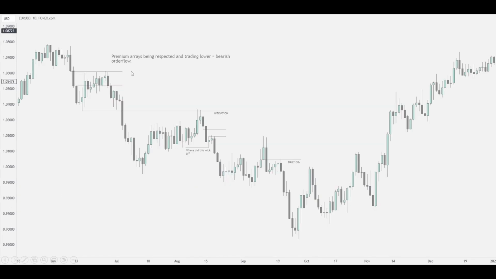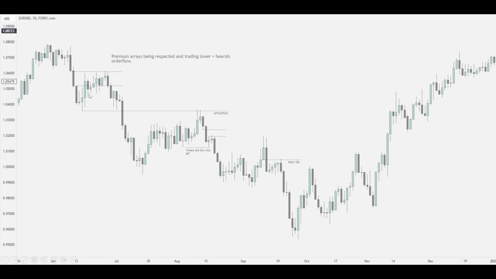Now, a new example on EURUSD, daily time frame. What is our order flow? Bearish, because we are respecting premium arrays. So, massive leg lower. As soon as we trade into this imbalance, what do you expect? We expect price, because we're bearish and our draw on liquidity is further below here.